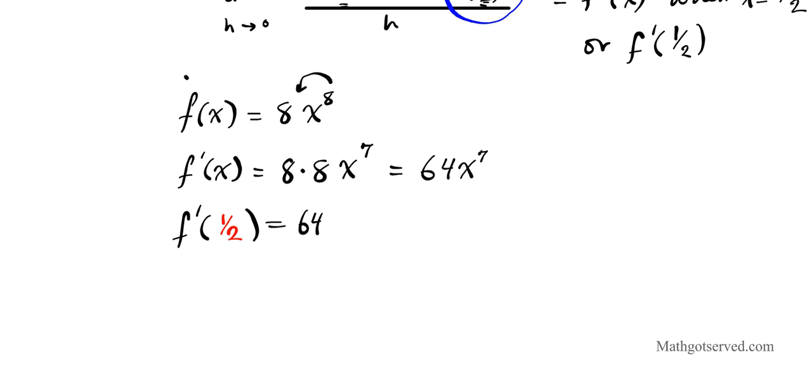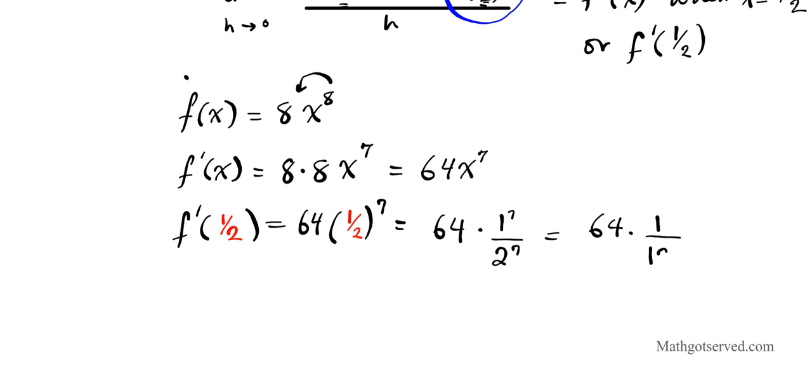Okay, so 64 times 1/2 raised to the 7th power. Okay, 64 times 1/2 raised to the 7th power. All right, so 1/2 to the 7th, we just use the power property of exponents, and then we're going to have 1 to the 7th over 2 to the 7th, which is basically 64 times 1 over 2 to the 7th, which is 128 over 1.